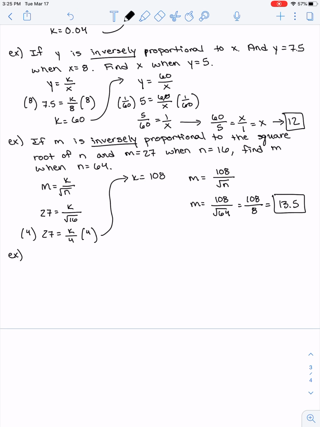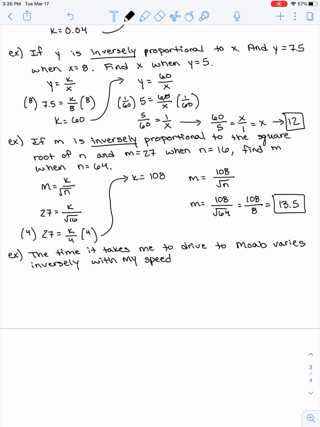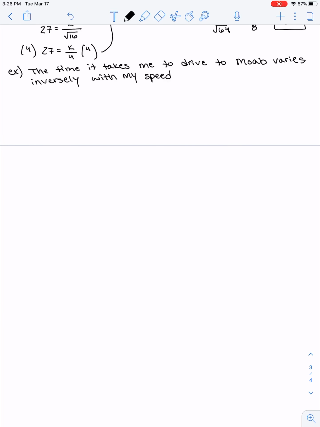Let's do another example for this one. The time it takes me to drive to Moab varies inversely with my speed. That makes sense, right? The faster I'm going, the shorter amount of time it will take me.